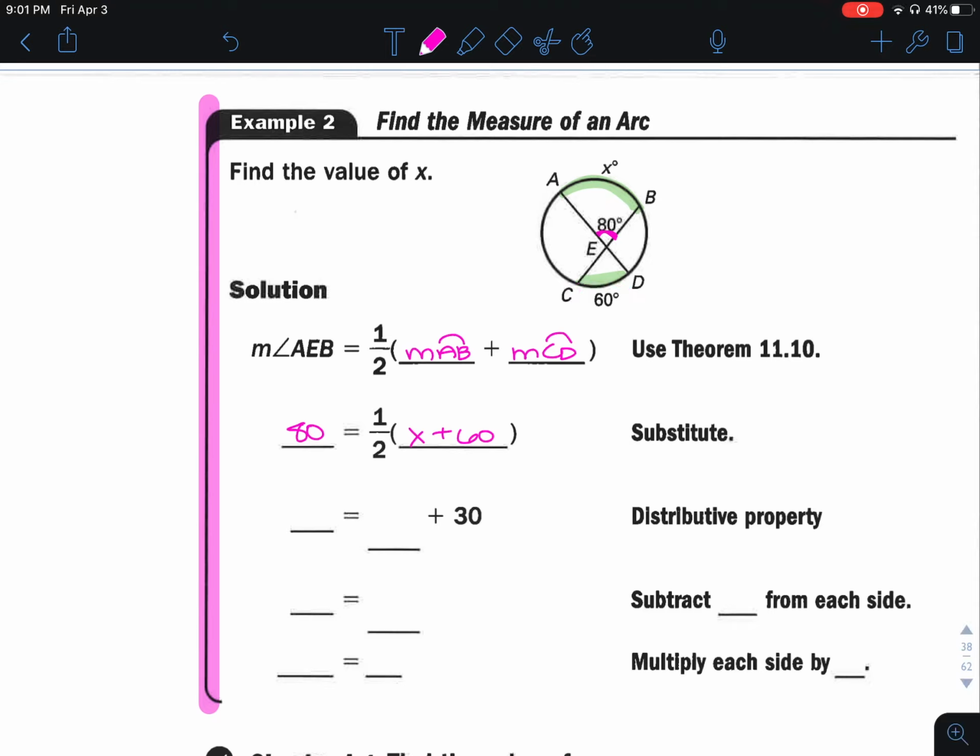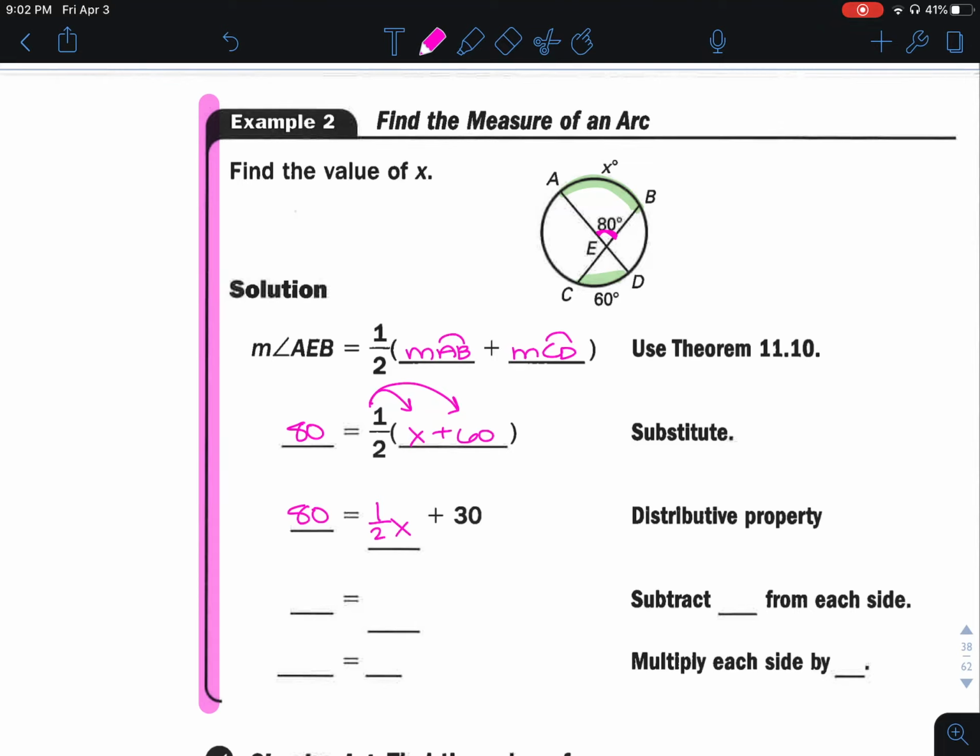Okay, then it says use my distributive property because I want to solve for X. Distributive property says take that 1/2 and multiply it to everything inside my parentheses. So my 80 I didn't touch. 1/2 times X is just 1/2 X. 1/2 times 60 is 30, and that gave it to me, so I am done there. Well, in order to get X by itself, I still have to do some math.